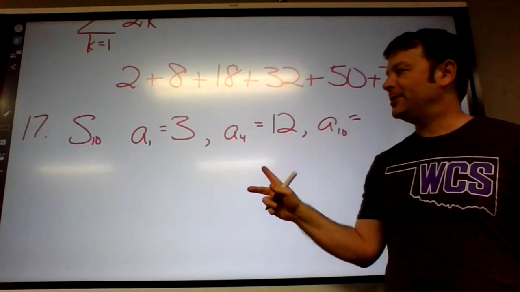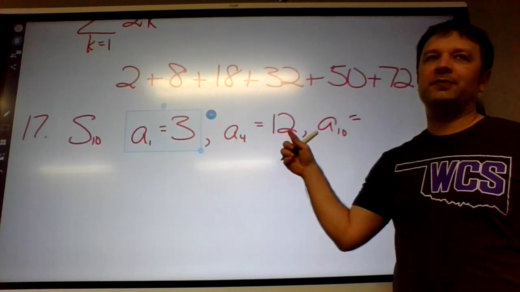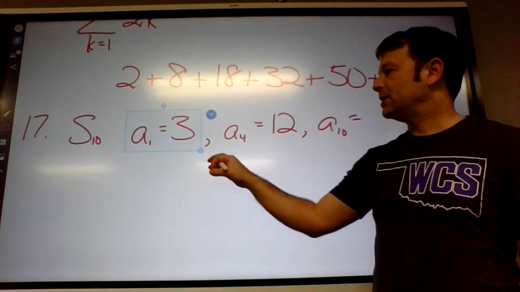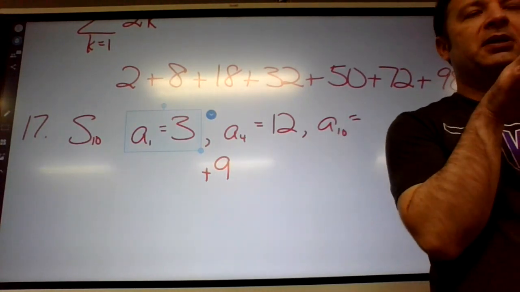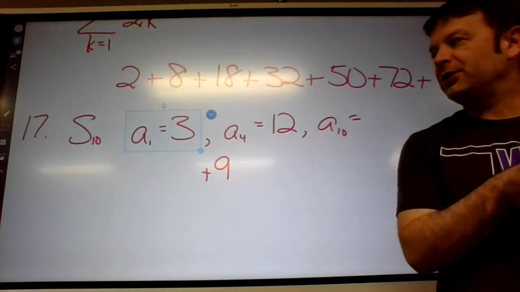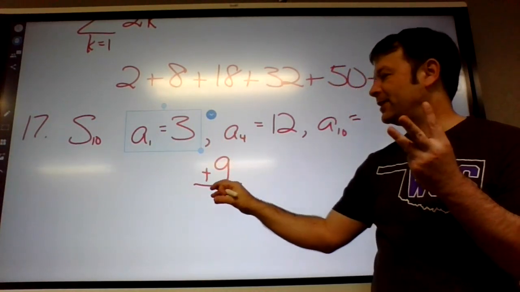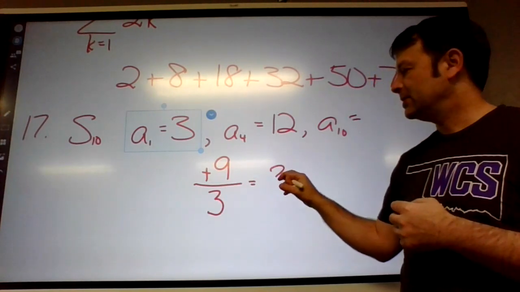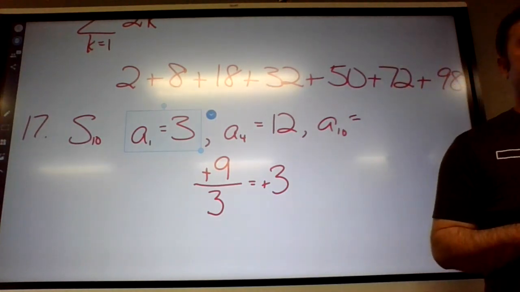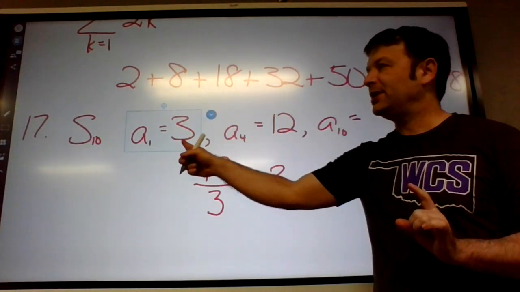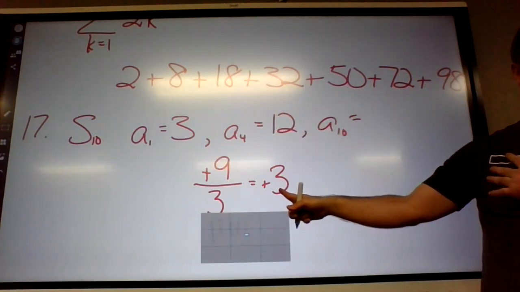Okay, I need to find the common difference. So how far is it from 3 to 12? It's plus 9. Does that mean every step is plus 9? No. From the first term to the fourth term, that's 3 steps. So if I do the plus 9 divided by 3, I get a plus 3. So the common difference is plus 3. If the first term is 3, how do I get to the 10th term? I'm going to add 3, how many times?